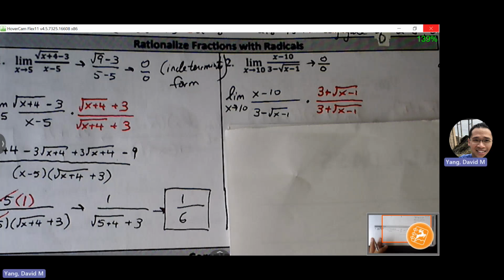Okay, we're getting 0 over 0. There's a hole. Let's go ahead and find that hole. There's the radical in the denominator, so multiply by the denominator's conjugate. And we're hoping that the denominator will clean up in a way that will match that x minus 10 in the numerator.